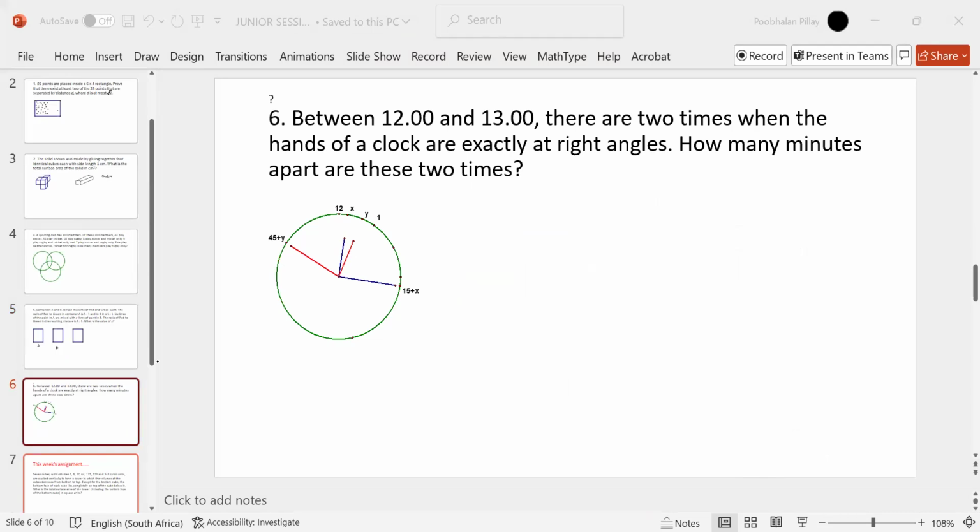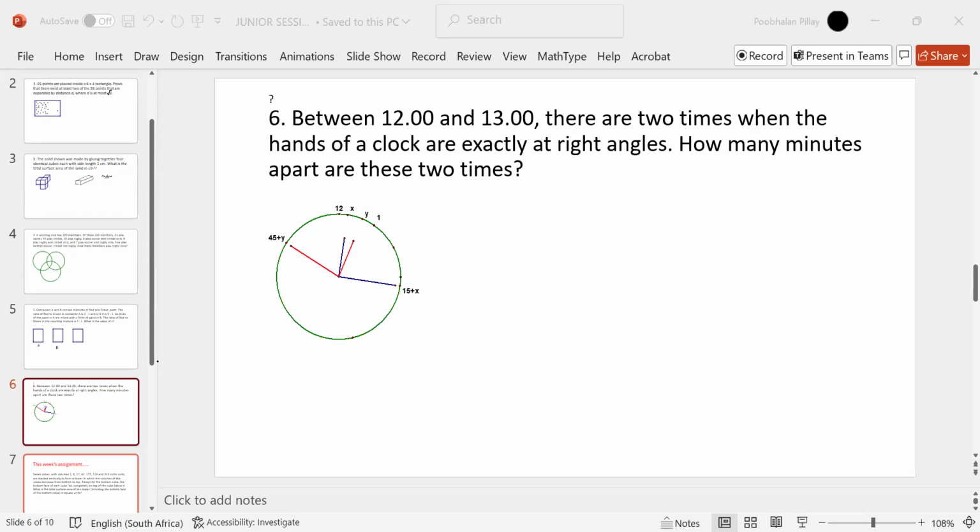Okay. Now, between the hours 12 and 13, in other words, midday and 1 o'clock in the afternoon, there are 2 times when the hands of a clock are exactly at right angles.